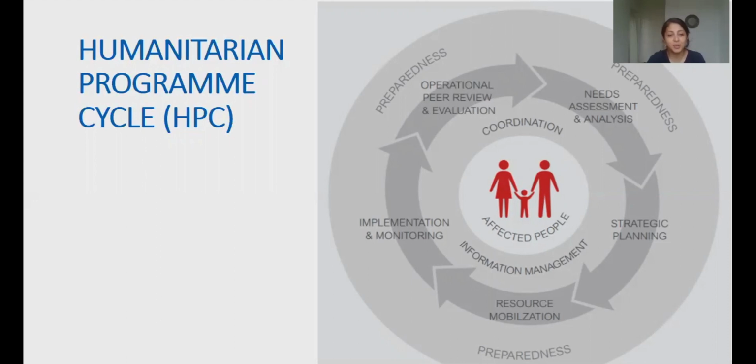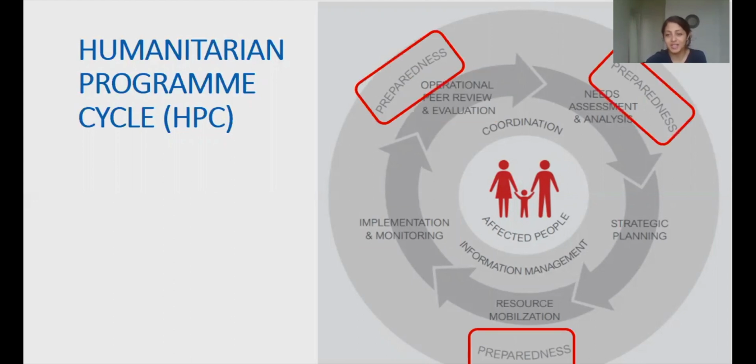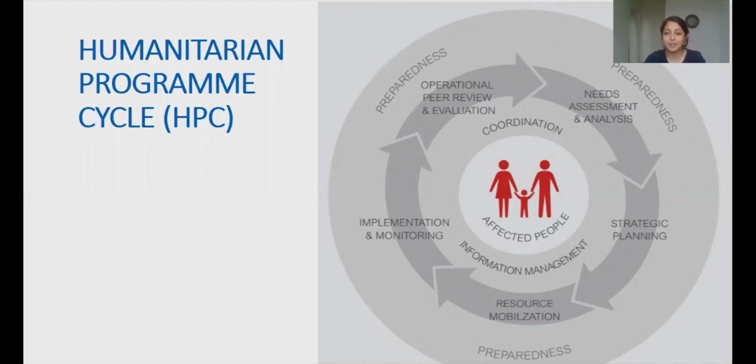The humanitarian program cycle is made up of 6 key elements and 2 key enablers. The 6 key elements are the following: needs assessment and analysis, strategic planning, resource mobilization, implementation and monitoring, operational peer review and evaluation, and emergency preparedness. The 2 key enablers are coordination and information management, as can be seen in the inner ring, and the affected population is at the center of this cycle.